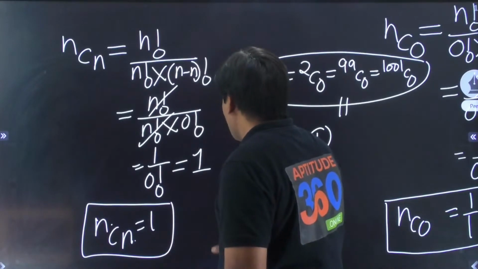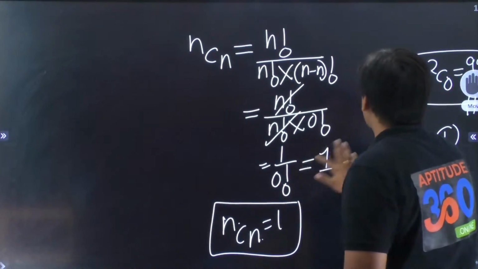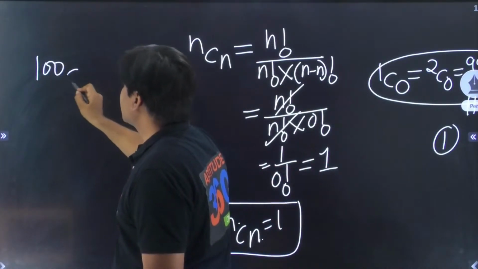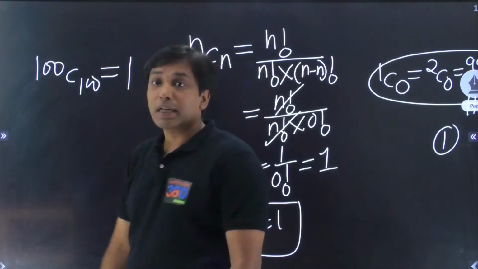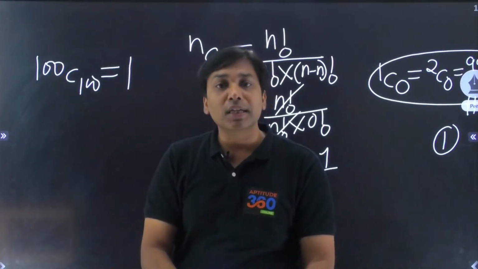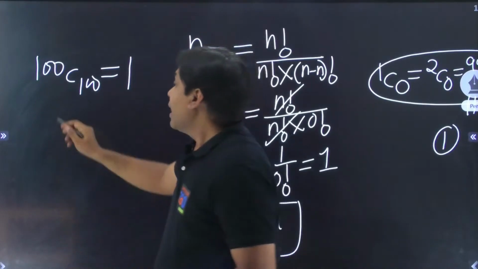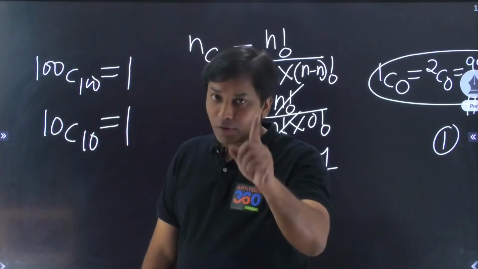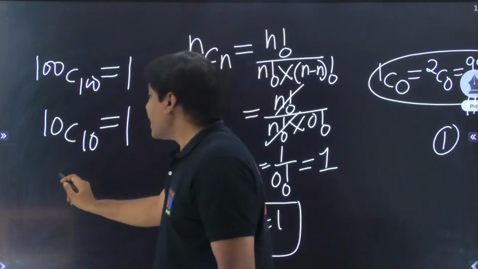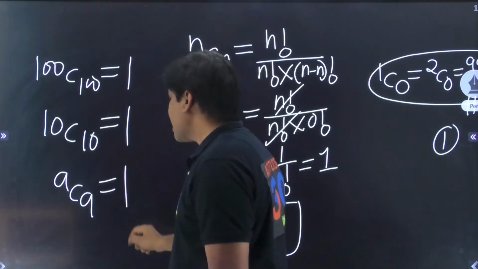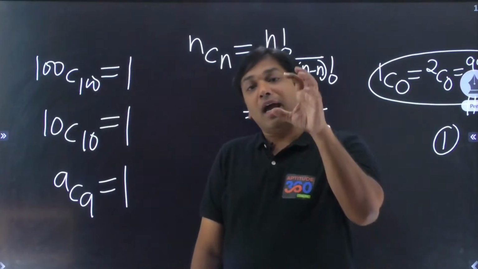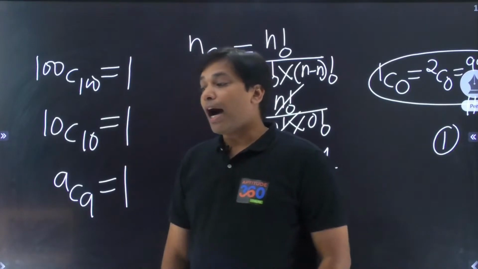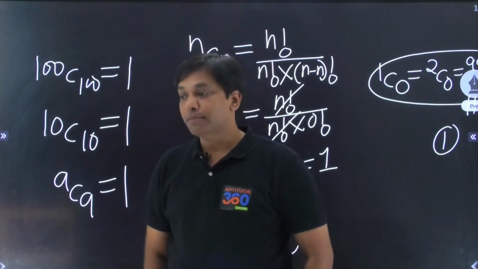Now, can I say that 100C100 is going to be 1? You select all items out of all items. You select 100 out of 100. In how many ways can you do that? In only one way. If I say 10C10, what is this? This is also 1. You don't even have to solve it. Do you understand what I'm talking about? If I have to do 9C9, what is this? Only 1. So if you have got NCN, it always is going to be 1, right? Are we clear with this, people? Those of you who are watching, is it okay?